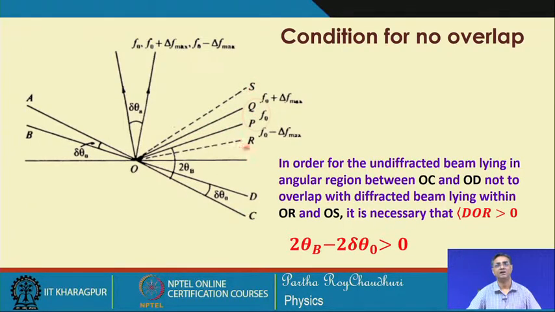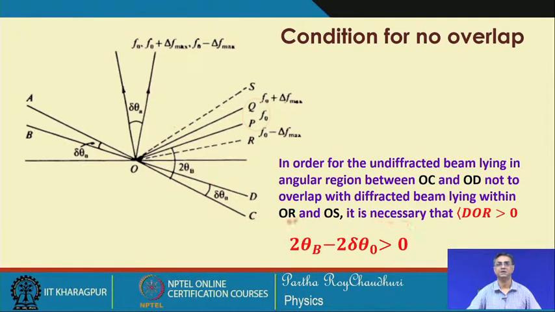This S and R are the diffracted beams as a consequence of f 0 plus delta f max and f 0 minus delta f max. In order for the diffracted beam to lie within the angular region, within this region ODR, DOR, you cannot allow this diffracted beam to come down. So, OC and OD must not overlap with the diffracted beam lying within this OR and OS range. So, this is the necessary condition, that this DOR must be greater than 0. That means they should never overlap. This 0th order and the diffracted order beam should never overlap.